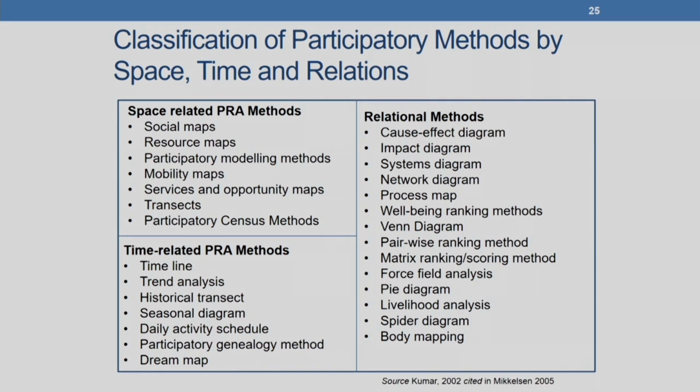Now, the classification of participatory methods by space, time and relations. This tabulation is basically taken from the items of the catalogs of PRA methods. This is just to give you a sense of what the different kinds of PRA methods are and how we can put them together. Space related PRA methods are social maps, resource maps, mobility maps, transects, participatory census methods. Time related are timeline analysis, trend analysis, seasonal diagrams, daily activity schedule. In the next class we will be referring to field diaries, which can be a part of the daily activity schedule.